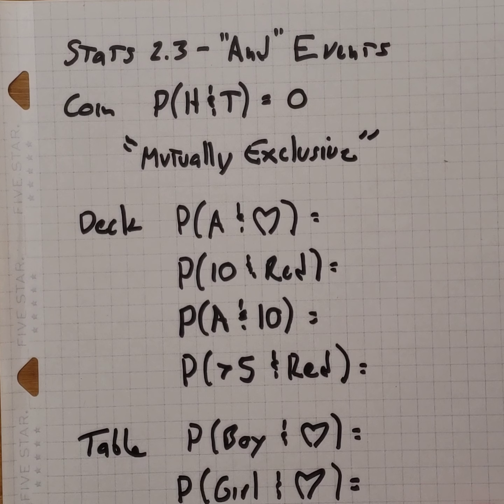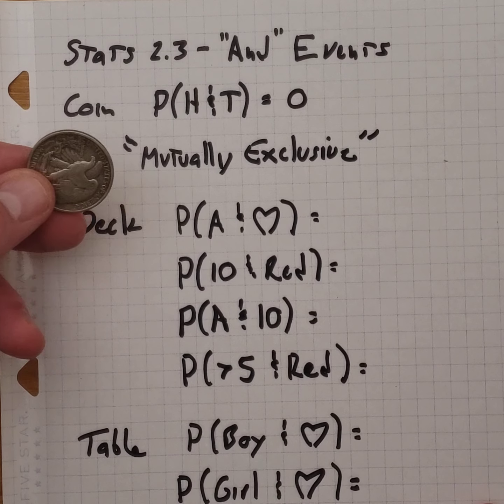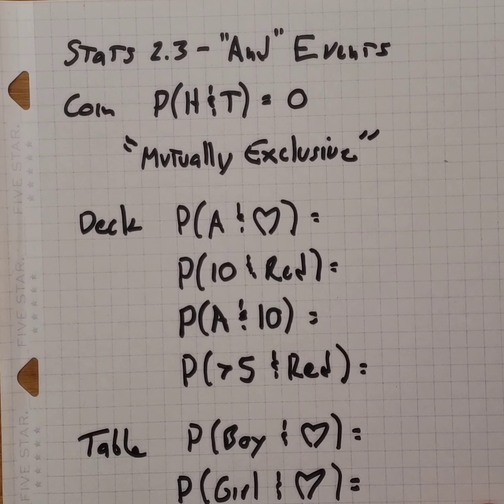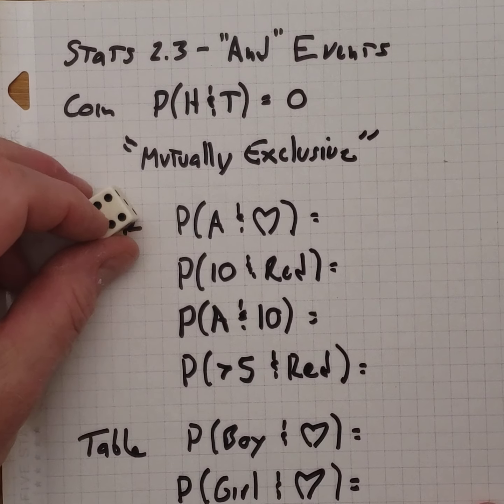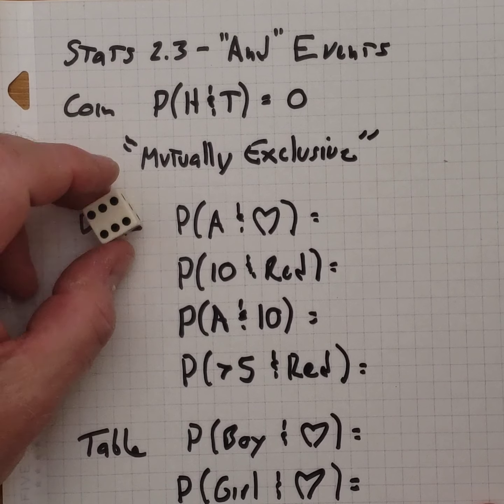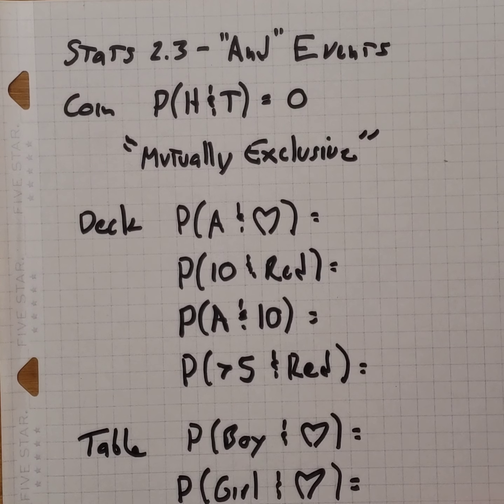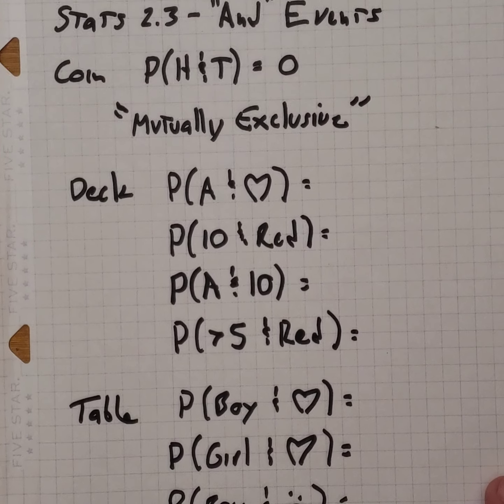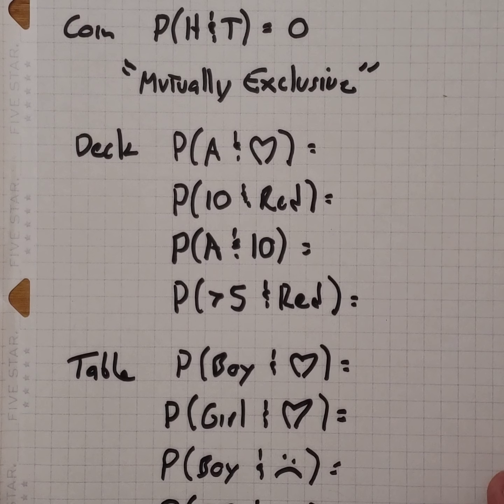And all of our events are mutually exclusive with coins, so we're not going to worry about coins here. Same thing's true with dice, right? You can't flip something that is a 6 and also a 3, so not going to be terribly interesting. So we're going to stick here with the deck of cards and the tables. Now remember, the deck of cards has 4 suits: hearts, diamonds, clubs, spades, and you don't really need to know which one's which. Just remember the clubs and the spades are black, and the hearts and the diamonds are red.